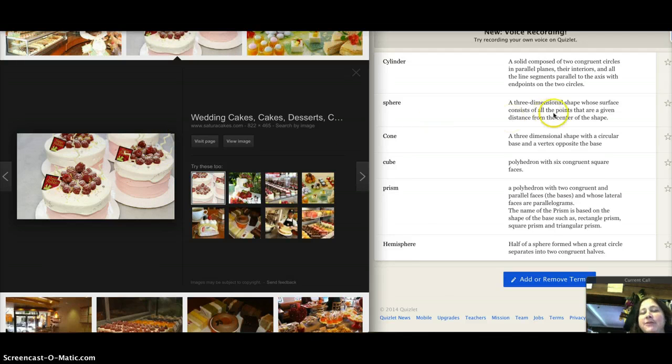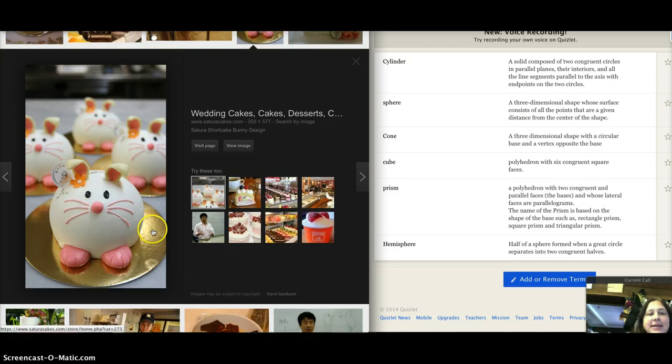Then the sphere, a three-dimensional shape whose surface consists of all the points that are a given distance from the center of the shape. Well, a statement like that, if it's all alone with no idea, it would be really hard to imagine a ball. And so we looked for a sphere amongst the cakes, and here's a little cute bunny rabbit. And then we could describe this is a ball, it's the shape of a ball, and when they say equidistant from the middle, it would basically be at the center of the sphere.